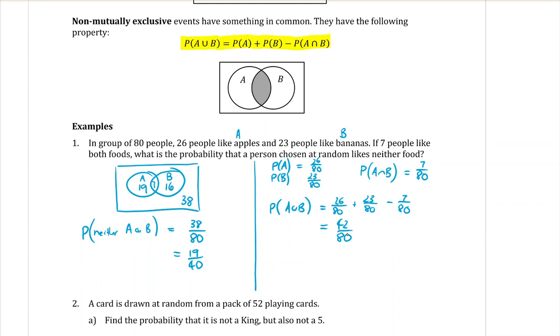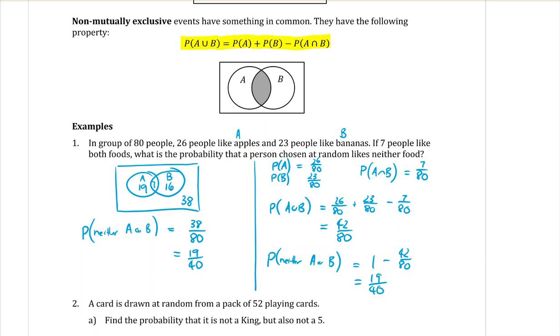That's not the answer, because I have found A or B. I found the total of the circles. If I am really after the probability of neither A nor B, that's a complementary event where I do 1 minus the 42 out of 80, which finally gives me 19 out of 40. It's a much longer process, and I certainly wouldn't expect you to do that if there is a shorter way, but it is important that you understand how that formula works.